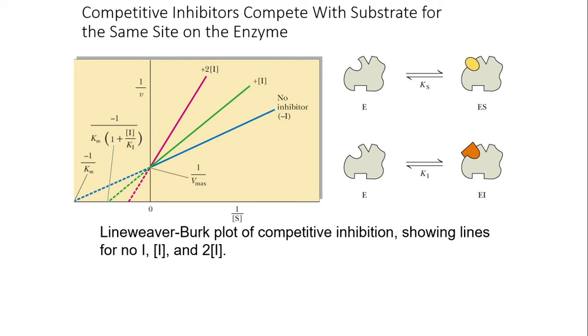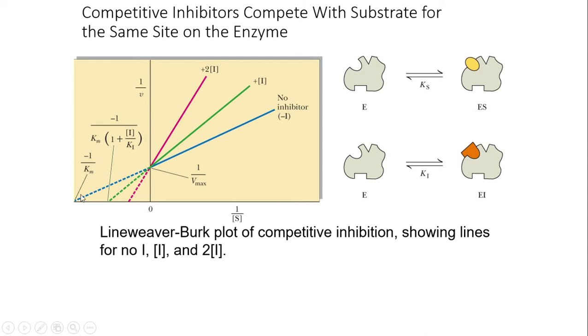So the substrate and the inhibitor compete for the same site on the enzyme. So here we're looking at the Lineweaver-Burk double reciprocal plot. We have the uninhibited reaction, or enzyme activity. This is plus inhibitor, and 2 times the concentration of that inhibitor. So what you should notice about this is 1/Vmax does not change. That's unaffected by the inhibitor's presence, I should say.